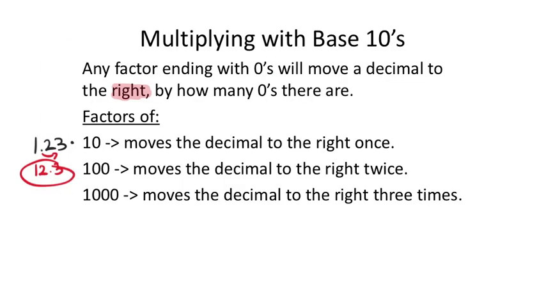Okay, so we've seen this slide already, multiplying with base 10s. So multiplying with base 10s moves the decimal to the right, however many zeros there are.